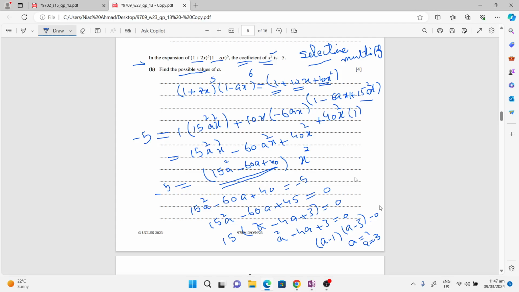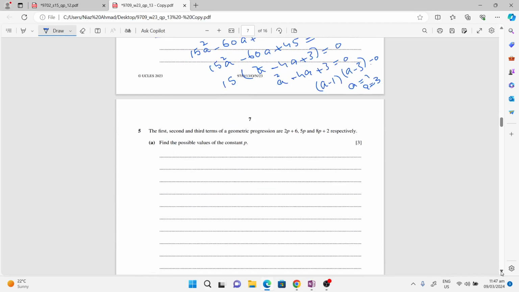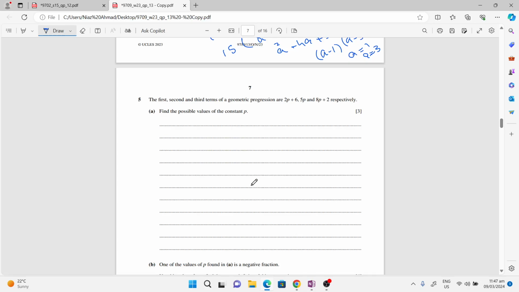Yes, great. So you need to follow this method. So the next one. This is your favorite, the AP and GP, the arithmetic progression and the geometric progression. Find the possible values of the constant p.